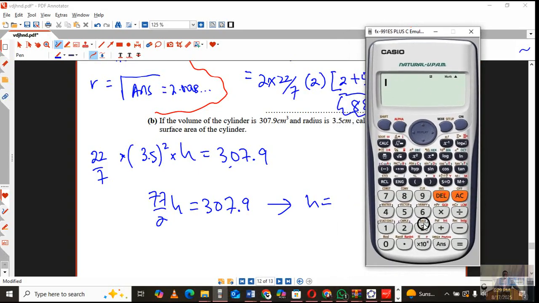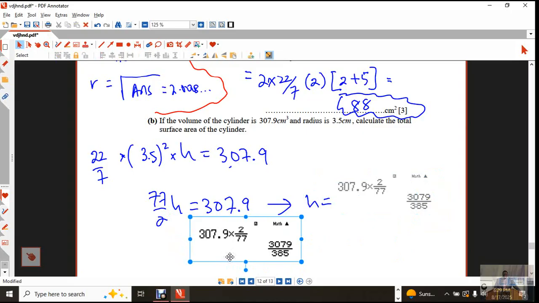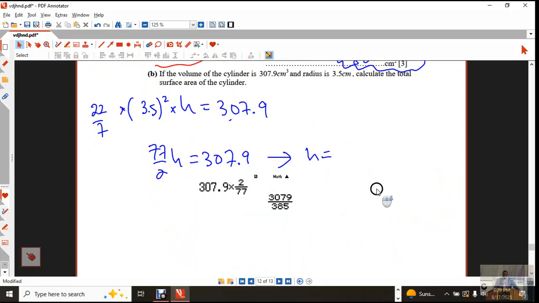let's see, 307.9 times 2 over 77. Okay, just the inverse of that. The height is that horrible number, which I'm going to leave. The height is really, let's just capture the screen. All right, so that is our height. Right. Now, what are they asking? They want the total surface area.